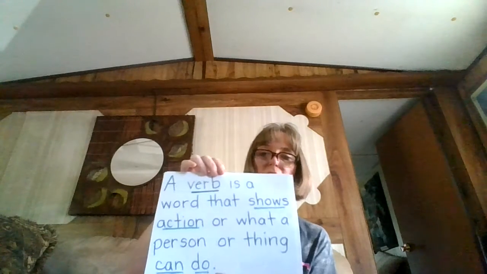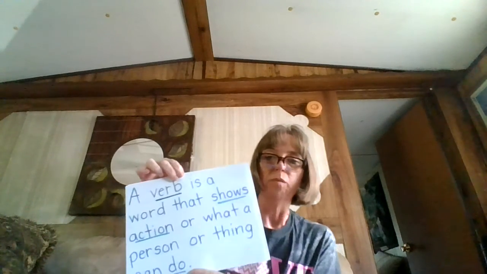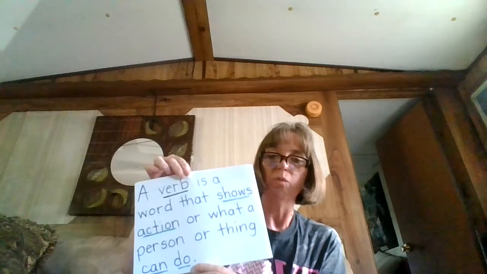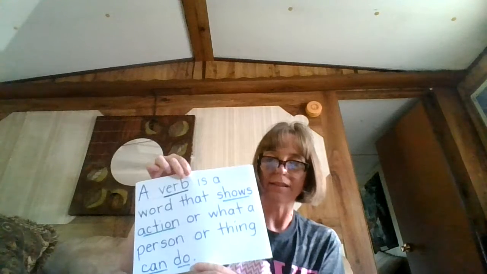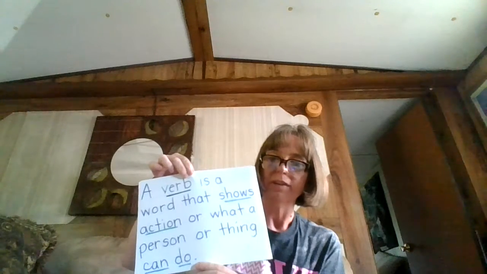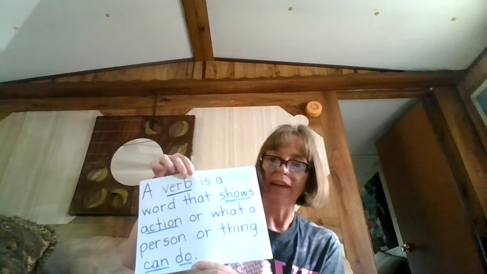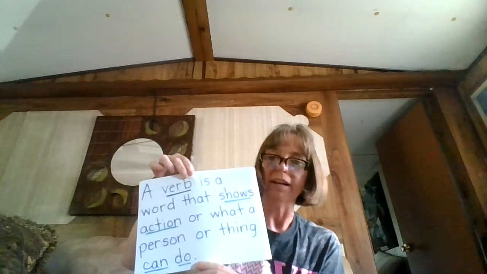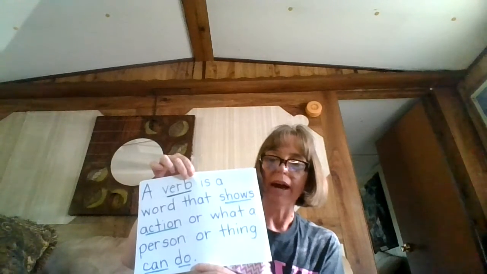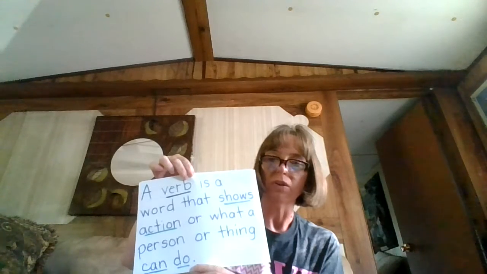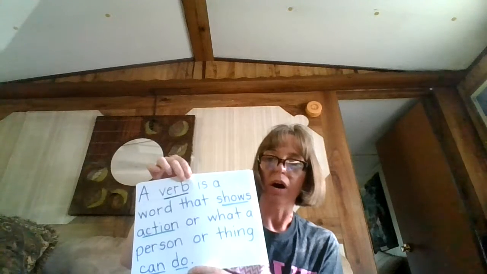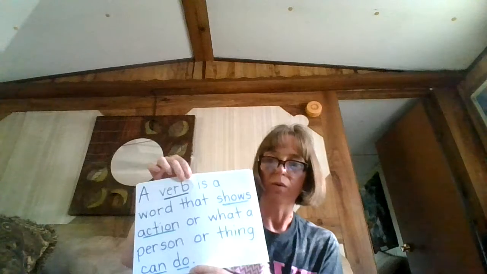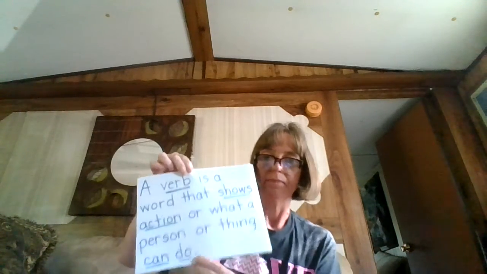Now, reviewing verbs. A verb is a word that shows action or what a person or thing can do or is doing in a sentence. So a verb is a word that shows action or what a person or thing can do or is doing in a sentence. Sometimes you might hear a verb called an action word. A verb is also called an action word that tells what a person or thing is doing in the sentence.